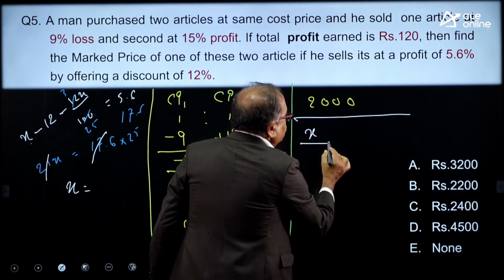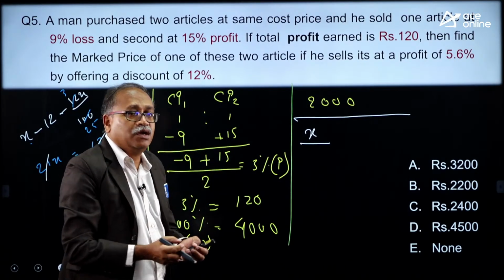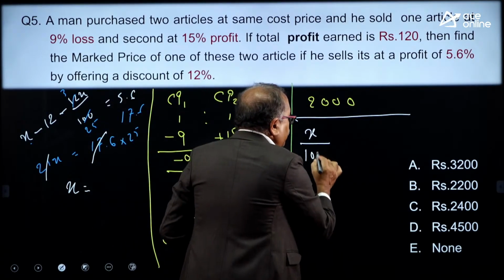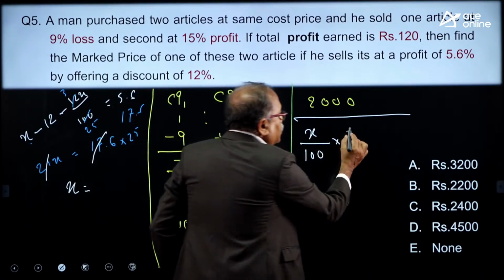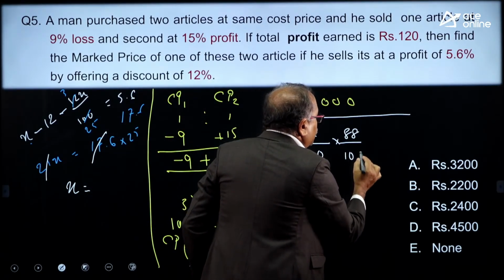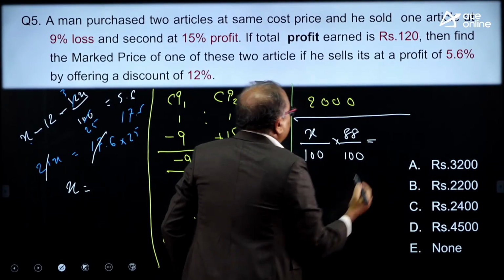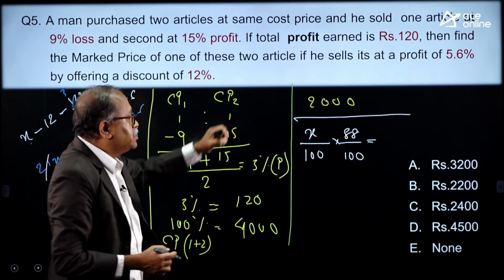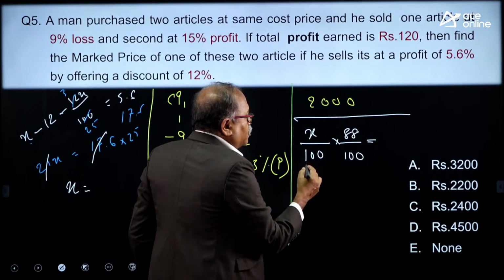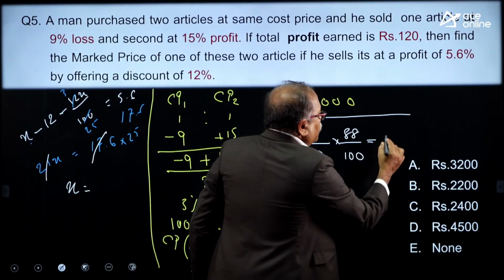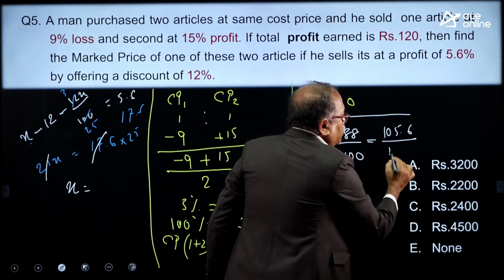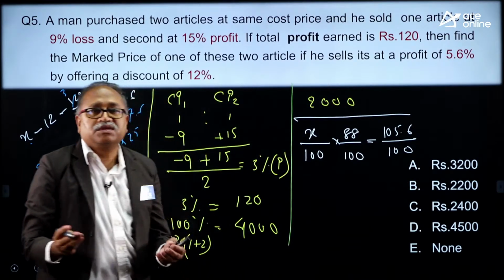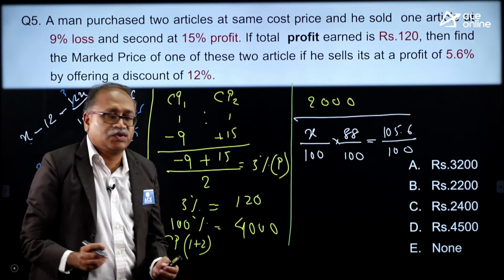This is 100 plus x, the total value I have taken as the markup price, that is x by 100, and there is a discount of 12%. So, that is 88 by 100, and that is equal to, there is a profit of 5.6. That means the overall will be 105.6 by 100. This is another way to find out the x value here.